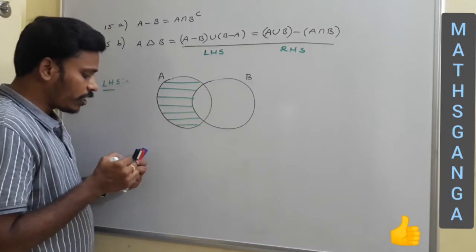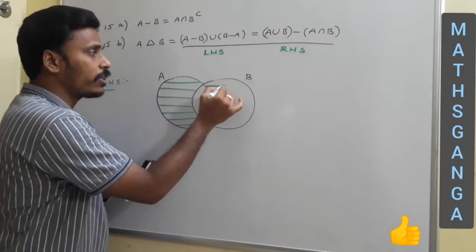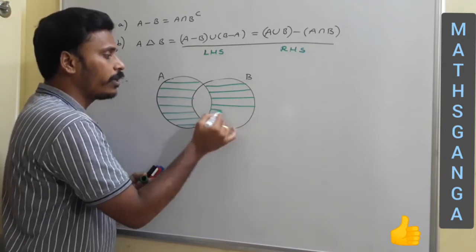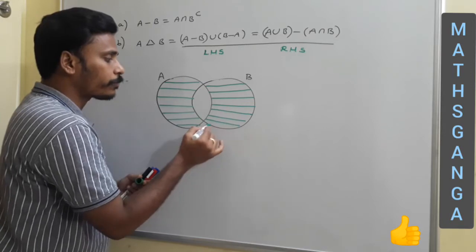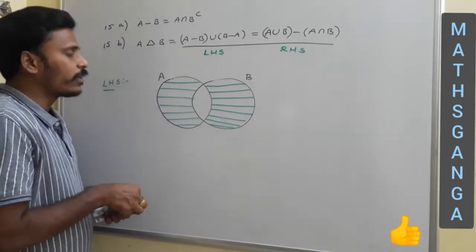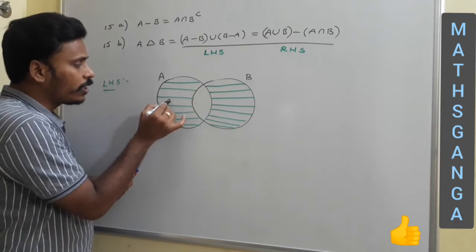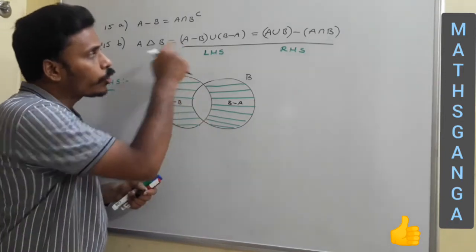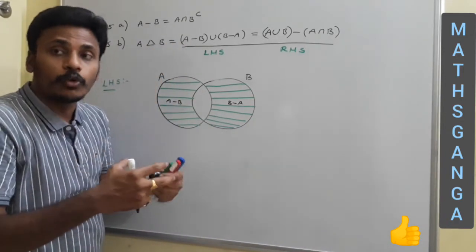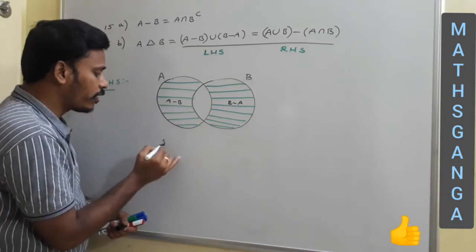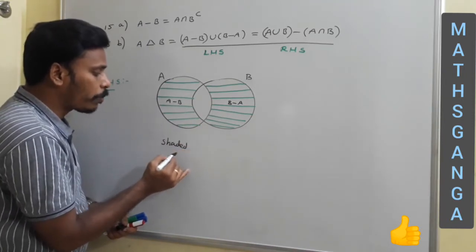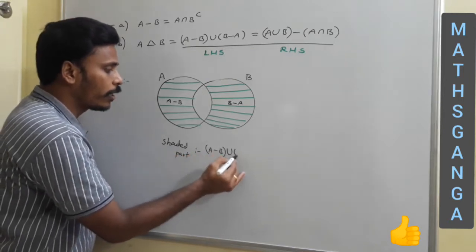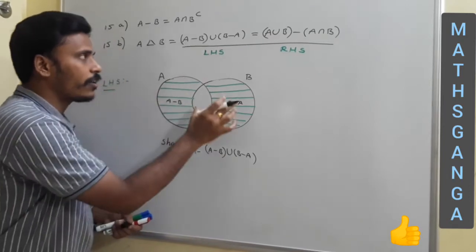We know that this region is A minus B, and now this region is B minus A. This region, which I am shading now, is in circle B, not in circle A. So this is B minus A. At the end, you mark that this region is A minus B, this region is B minus A, and union means everything you need to consider. So, the complete shaded part is nothing but A minus B union B minus A. This is the region for that.